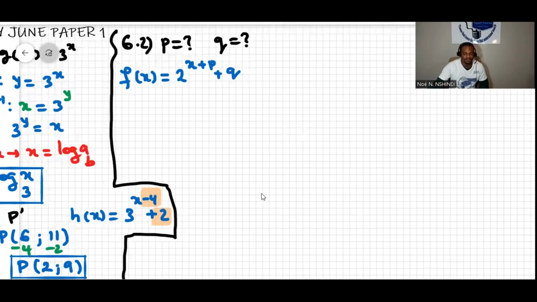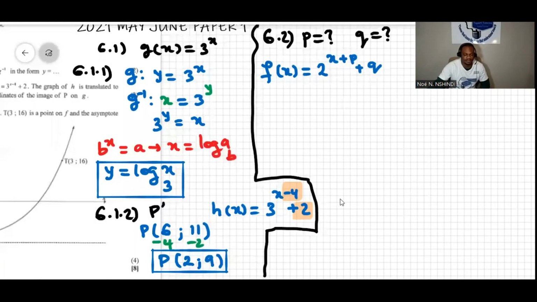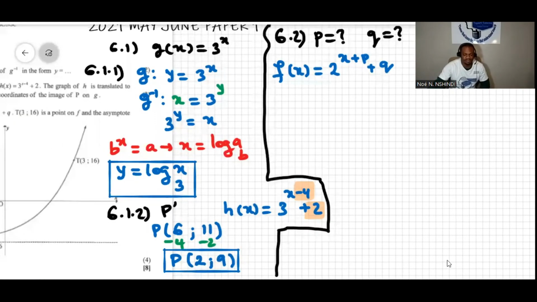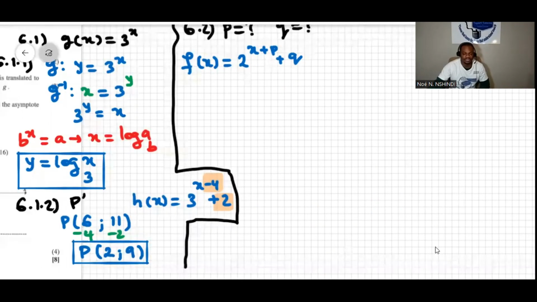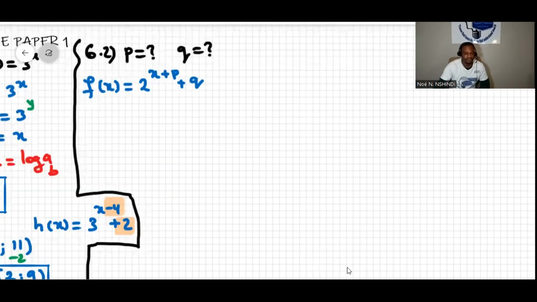Now the asymptote is negative 16. The horizontal asymptote. So this q value stands for the horizontal asymptote. We can substitute the horizontal asymptote, so this would be f of x equal to 2 to the power of x plus p, minus 16.